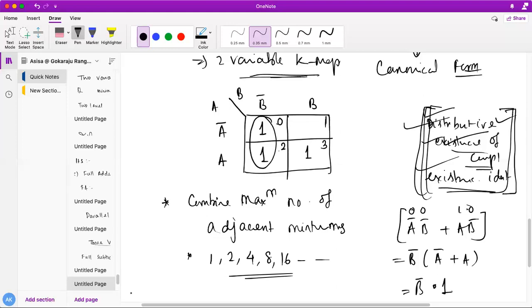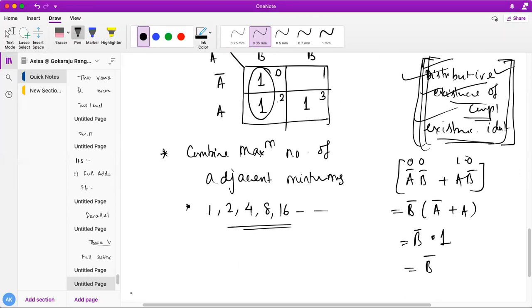So see here, the next step. Another rule is that you can combine the min terms more than once. This min term is already combined, and I can combine it again if it gives me a minimum number of literals. So how many groups have been formed here? Two groups have been formed, each having two ones combined. Another rule is that all the ones of the K-map must be combined at least once.